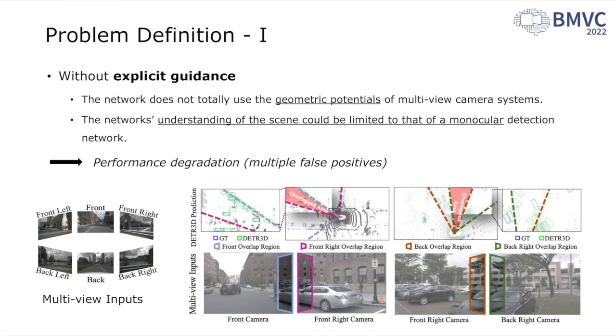Even though DETR3D performs reasonably well, we found that the network, without explicit guidance, does not totally use the geometric potentials of multi-view camera systems. Specifically, the network's understanding of the scene could be limited to that of a monocular detection network, resulting in multiple false positives in the overlapped regions. Thus, how to deal with this issue to boost detection accuracy remains a crucial problem.